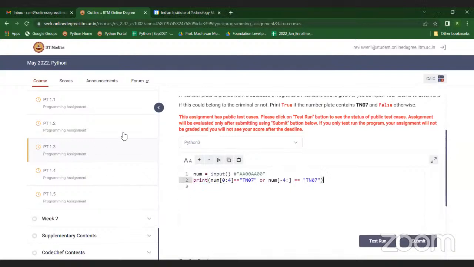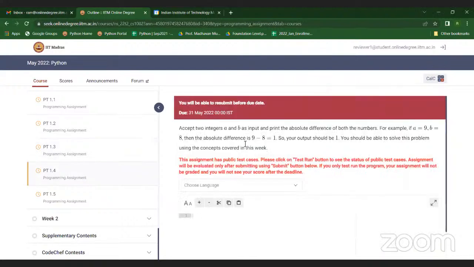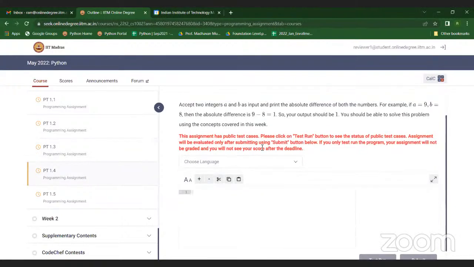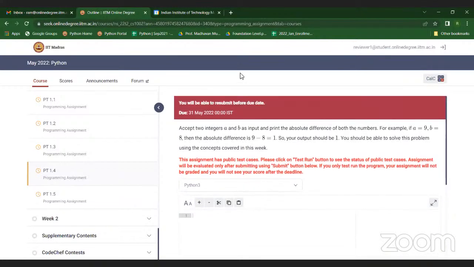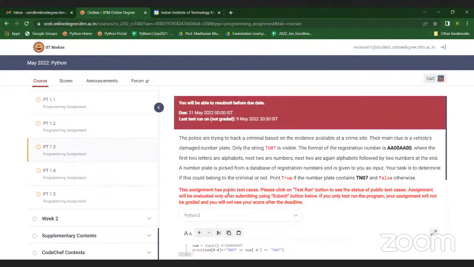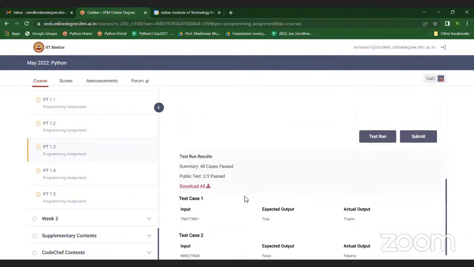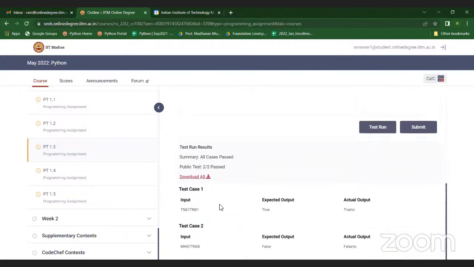Hope this is clear. Yes, sir. Shall we move on to PT 1.4? Yes, please, sir. Sir, but I tested only the first 4 digits and it was accepted in PT 1.3. I checked only the first 4 digits, and the system accepted it and I passed the test.